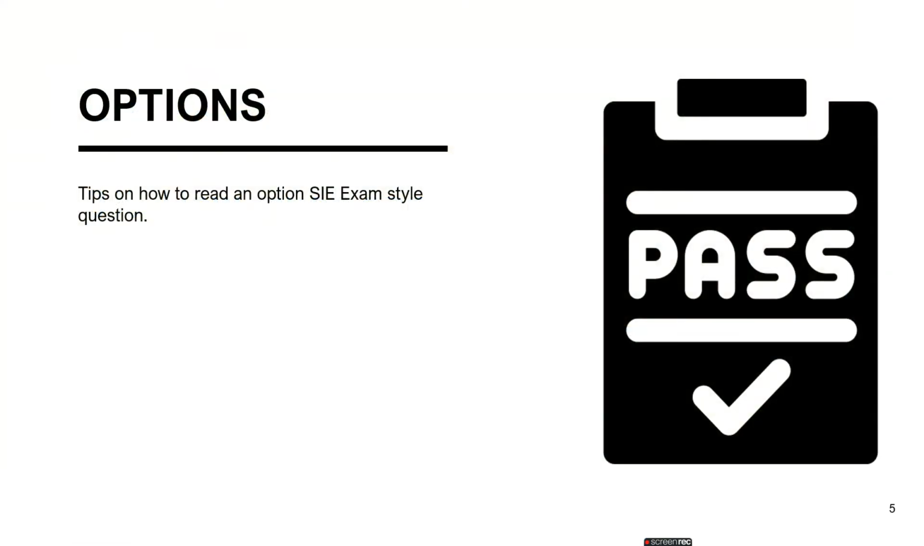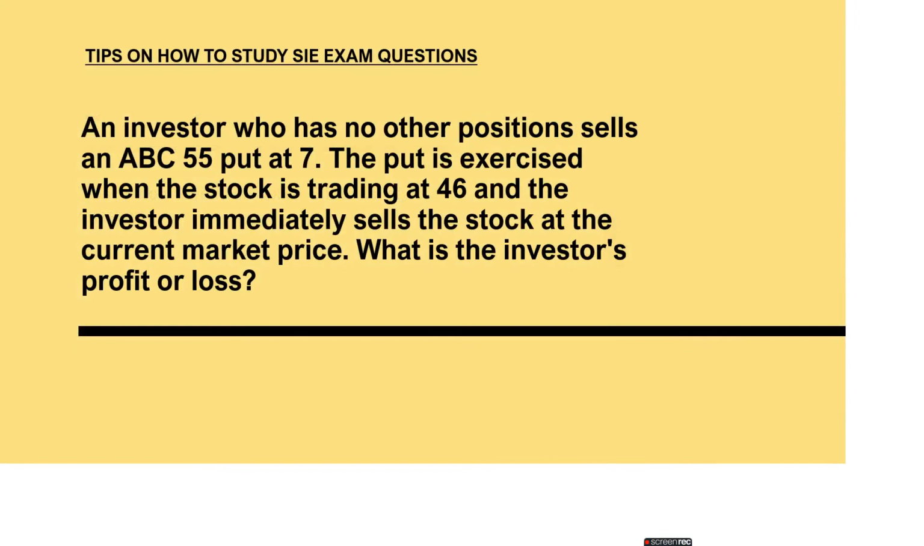Next, options. Now this seems to be a pretty tough question here for most of the feedback that I have received. So the question is, an investor who has no options positions sells an ABC 55 put at 7. The put is exercised when the stock is trading at 46, and the investor immediately sells the stock at the current market price. What is the investor's profit or loss?